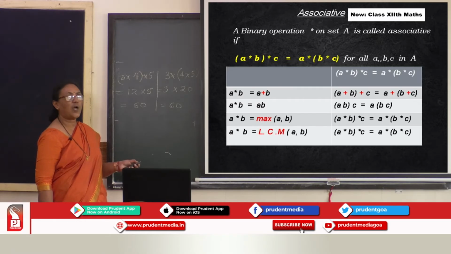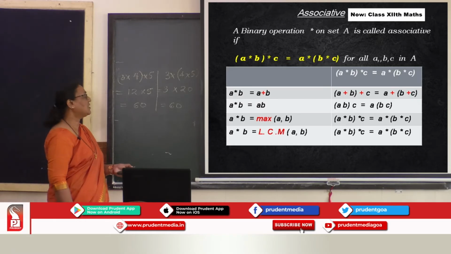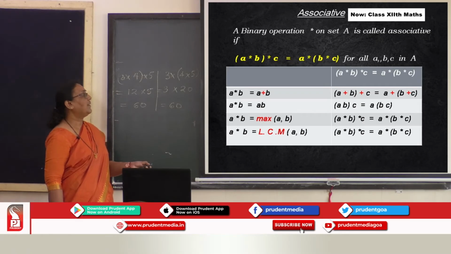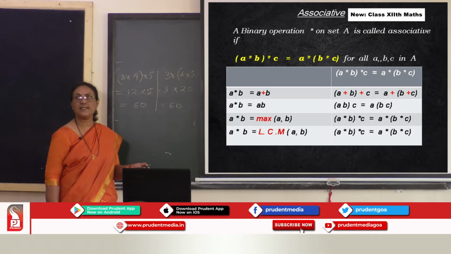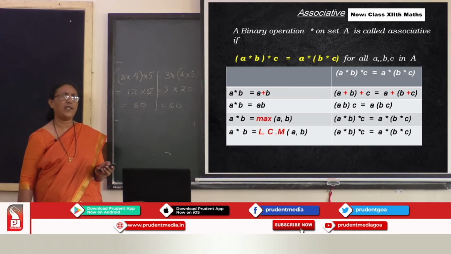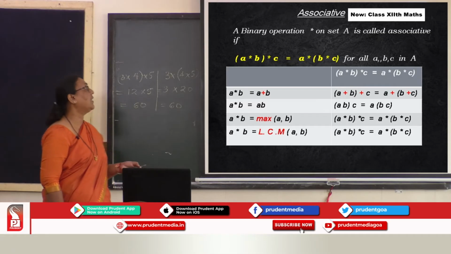This part is clear to you all? Any doubt here? You have to just shift the bracket here. First these two, then the third one, then first one, then the next two. And both the sides the answers are the same. Here also I will give you all very interesting examples.